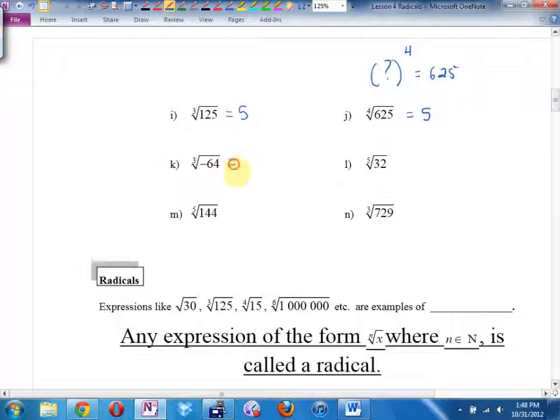Cube root of negative 64. Oh, wait a minute, Mr. Dewick. I thought you said you couldn't take the square root of a negative. Square root of a negative doesn't work. Does cube root of a negative work? Try it on your calculator. It does. Negative 4 is what your calculator will say.